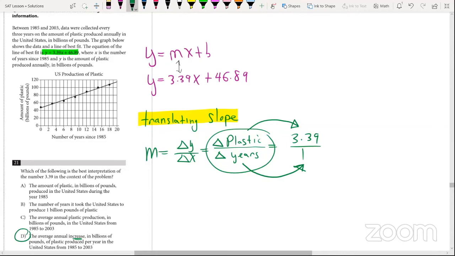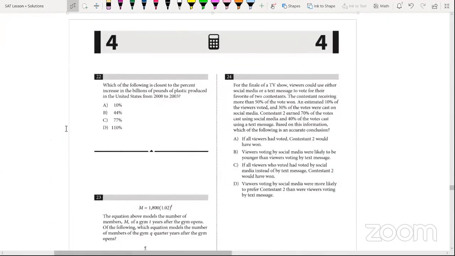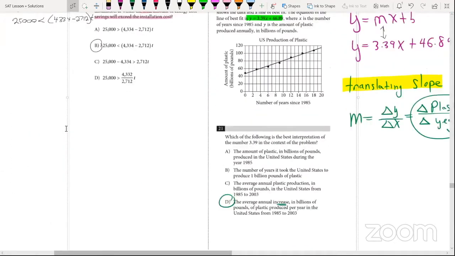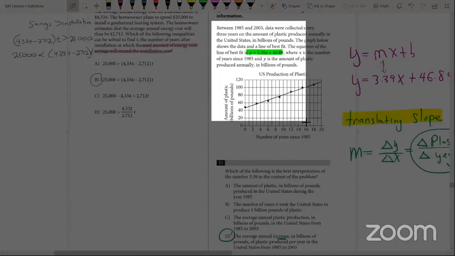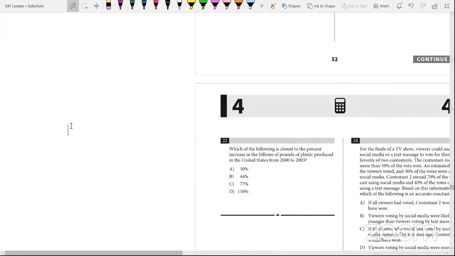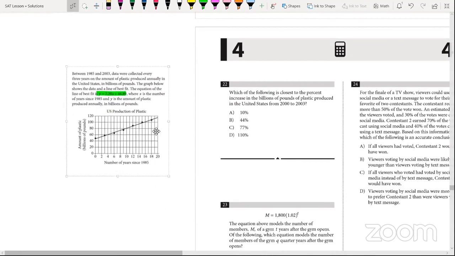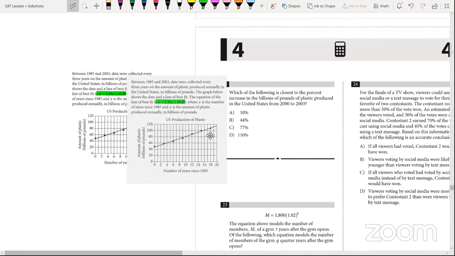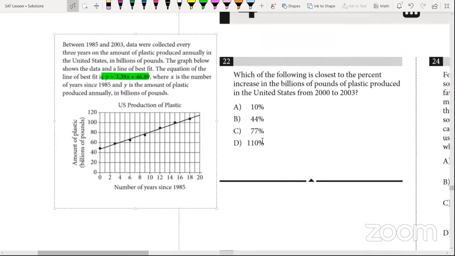And now we're going to question 22. And we'll go ahead and just bring this graph in so we can see the question next to the graph. Which of the following is closest to the percent increase in the billions of pounds of plastic produced in the United States in this time frame?